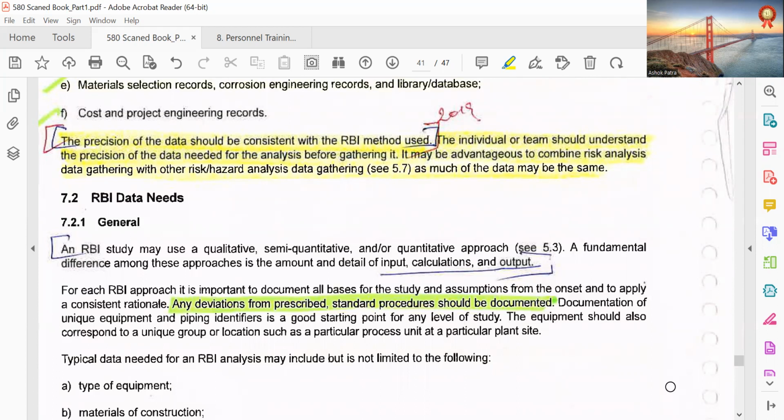An RBI study may use a qualitative, semi-quantitative, or quantitative approach. A fundamental difference among these approaches is the amount of detail of input, calculations, and output. Any deviations from prescribed standard procedures should be documented.